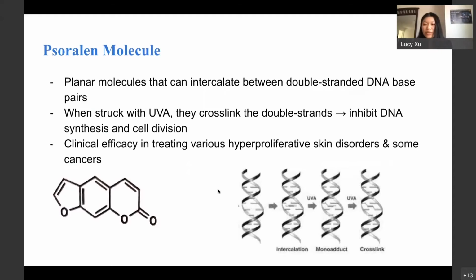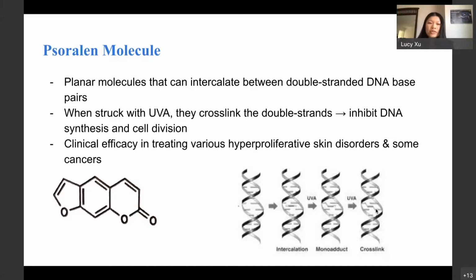So the sorrelin molecule is the molecule that my presentation revolves around, and they are planar molecules that can intercalate between double-stranded DNA base pairs. If you look at the picture down at the right, you can see the intercalation with the sorrelin molecule in between those base pairs, so it's inserted between them. And when struck with UVA rays, they cross-link the double strands, inhibiting DNA synthesis and cell division. You can see it's actually forming bonds with the DNA base pairs. So it inhibits DNA synthesis by inhibiting the DNA unwinding, which prevents cell replication.